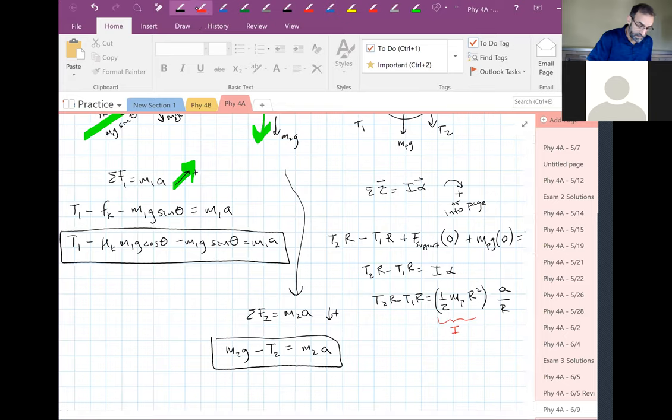And then A over R we use for alpha, because what we care about is the rim of the pulley. That's where the rope is. The boxes are accelerating with acceleration A. The rope is accelerating with an acceleration of A. And the rim of the pulley has a tangential acceleration of A. So we can get that in terms of the rotational acceleration alpha and the radius of the pulley. And we can simplify this a little bit, move the R's over. They actually all cancel out.